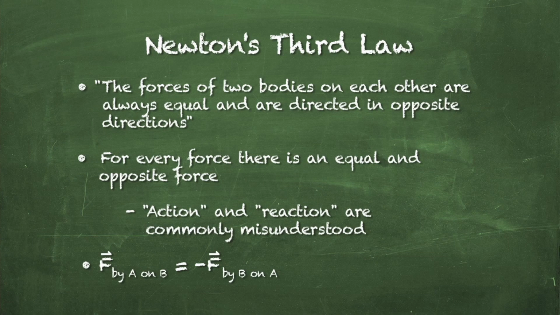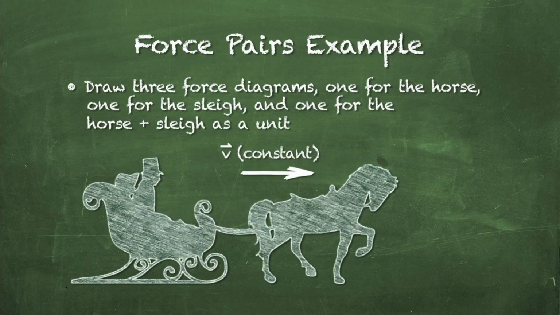Let us take an example so that you can begin to visualize these forces. In this example, you have a horse pulling a sleigh over snow, and the question is asking you to draw three force diagrams. One for the horse, one for the sleigh, and one for the horse and sleigh taken as a unit. So what I would like you to do is to draw the horse. It doesn't have to be a great picture. I'm actually going to use boxes. I will have a square horse.